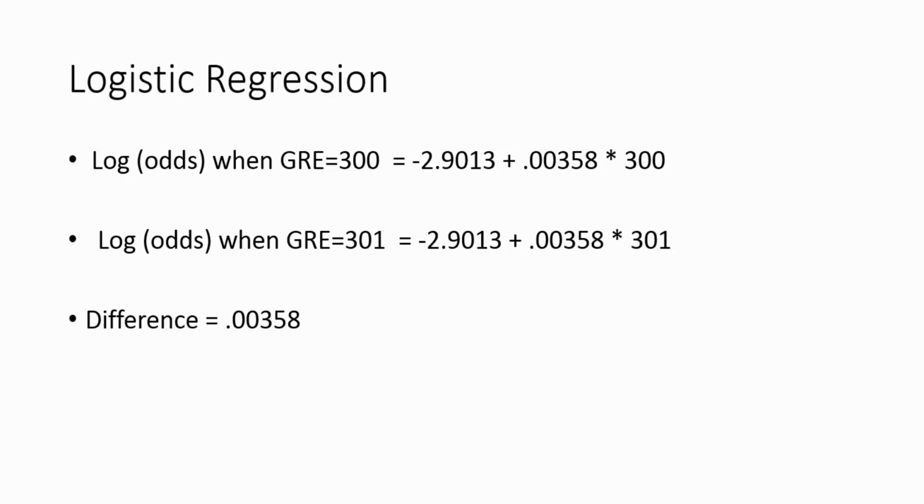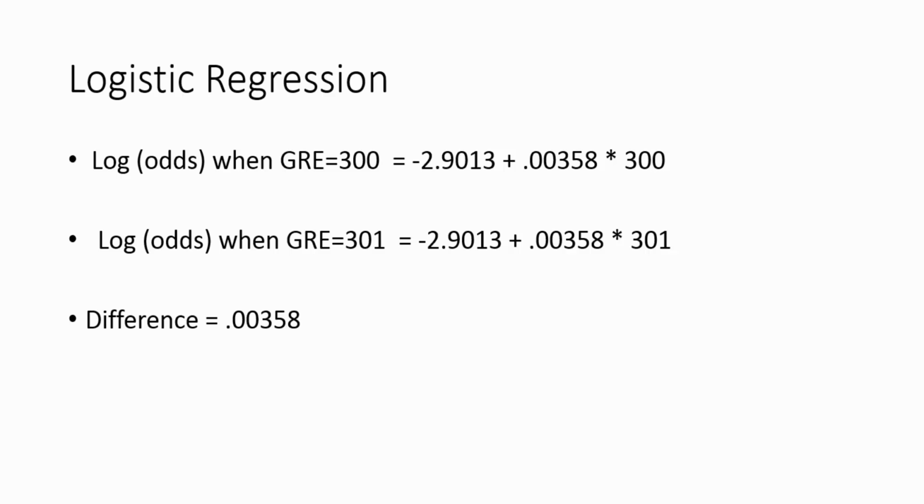Let's say that the GRE score increased by 1 unit. Now the GRE score is 301. So what is the log odds? Use the same logistic regression equation. In place of 300, you just put 301 this time.